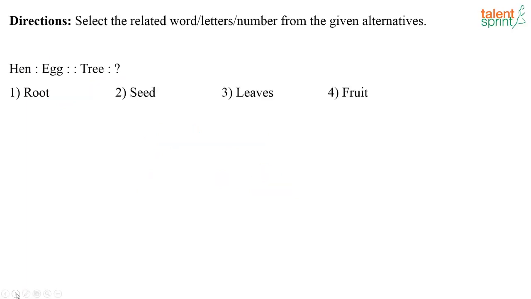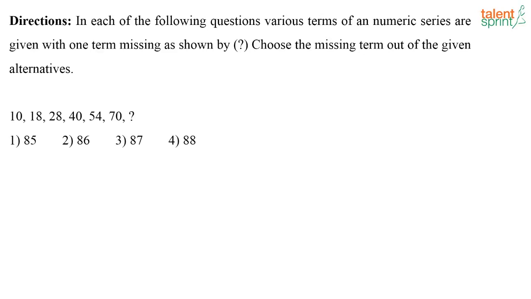Hen is to egg as tree is to dash. Yes, hen is to egg as tree is to fruit. Next one. 10, 18, 28, 40, 54, 70, question mark. So what's the logic here? 10 plus 8 is 18, 18 plus 10 is 28, 28 plus 12 is 40, 40 plus 14 is 54, 54 plus 16 is 70, so the next one will be 70 plus 18, that is equal to 88. Correct answer is option 4.